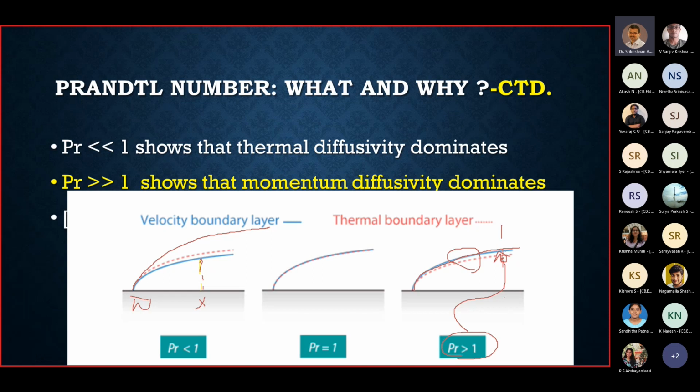But does this answer the question that you raised, or were you asking something else? No, sir. This is what I asked.